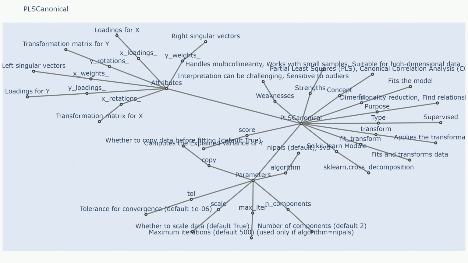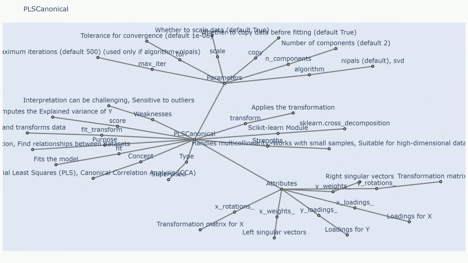9. Key considerations. Data preparation: ensure the data is appropriately scaled and preprocessed before fitting the model. Model selection: carefully choose the number of latent variables to avoid overfitting or underfitting. Validation: use cross-validation or other techniques to evaluate the model's performance.